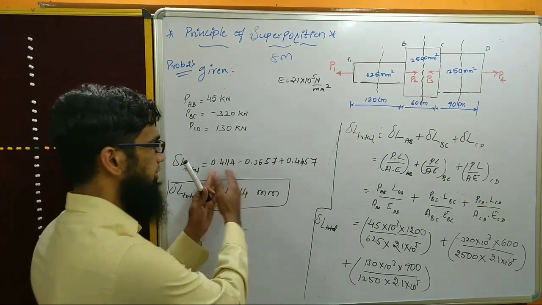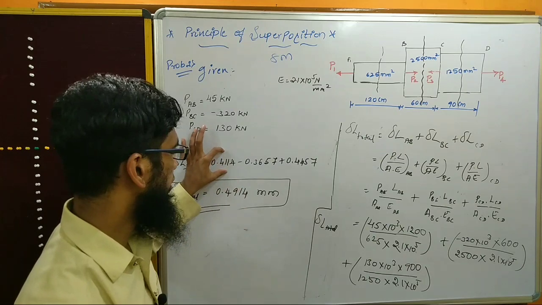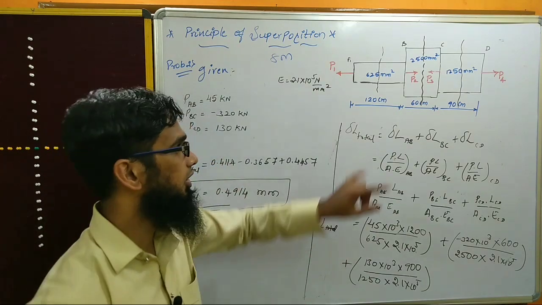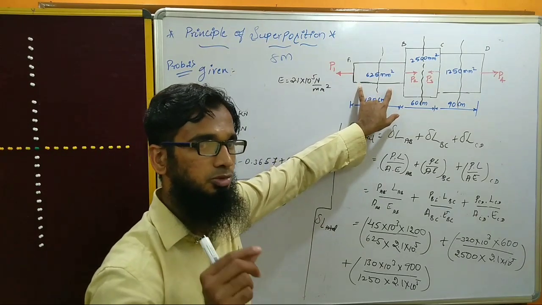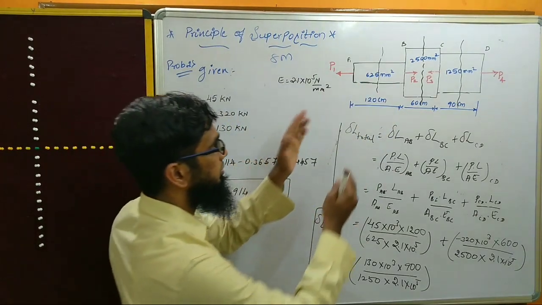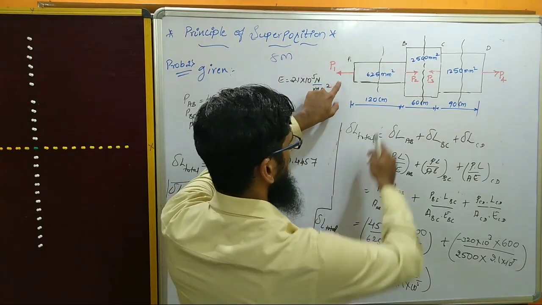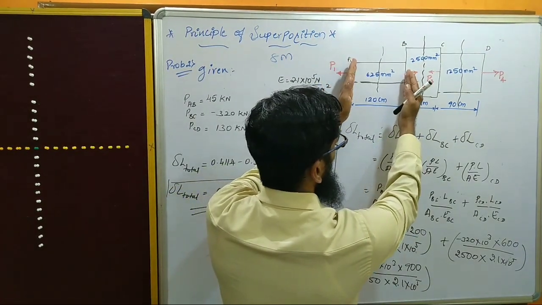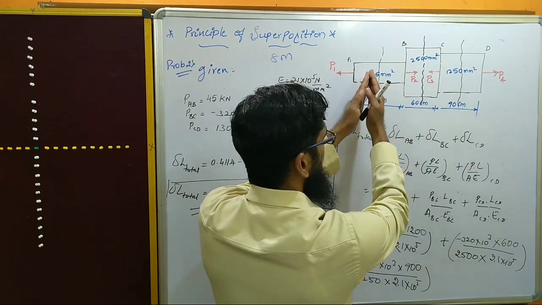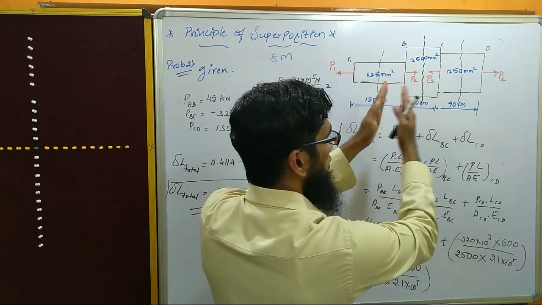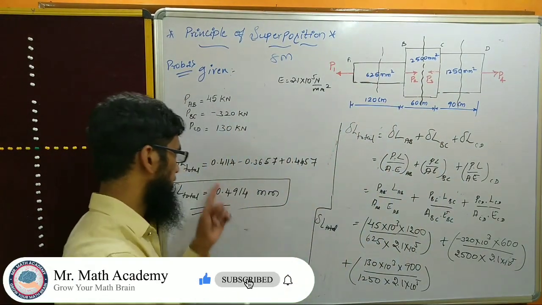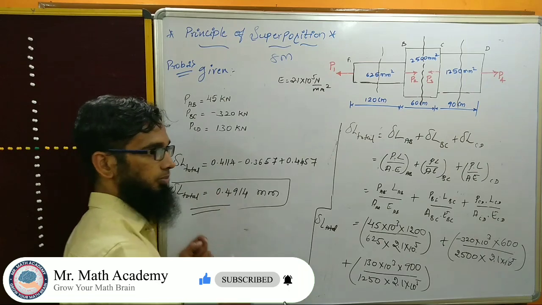Now what this value indicates: this 0.4114 is the change in length for element 1, in terms of mm. You are getting a positive value because, as you can see, this is the left hand side acting force and this is the right hand side, which means this member completely elongates here. Since there is elongation, you get a positive value.